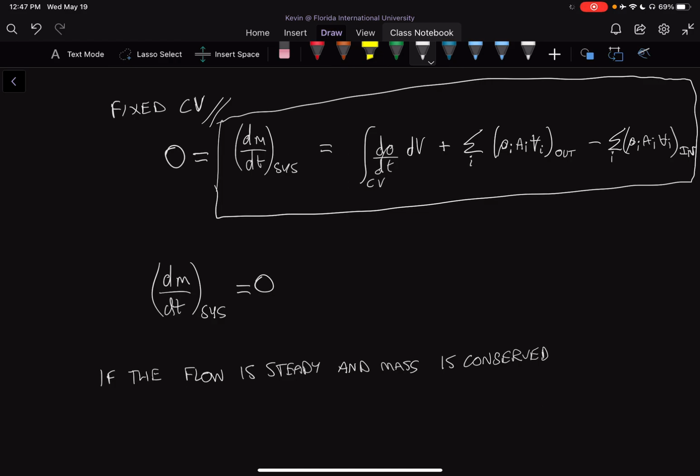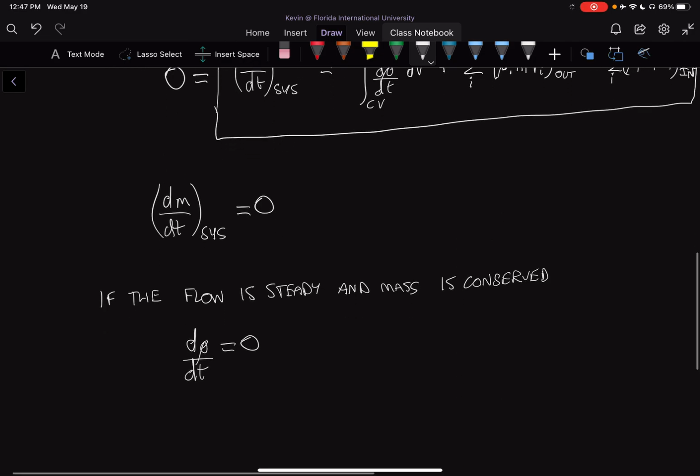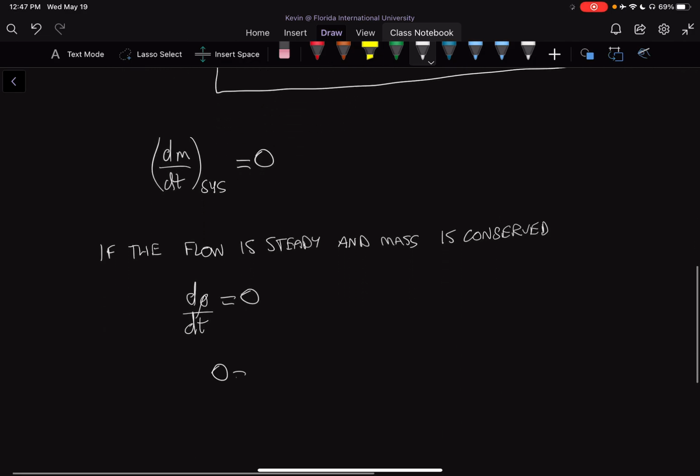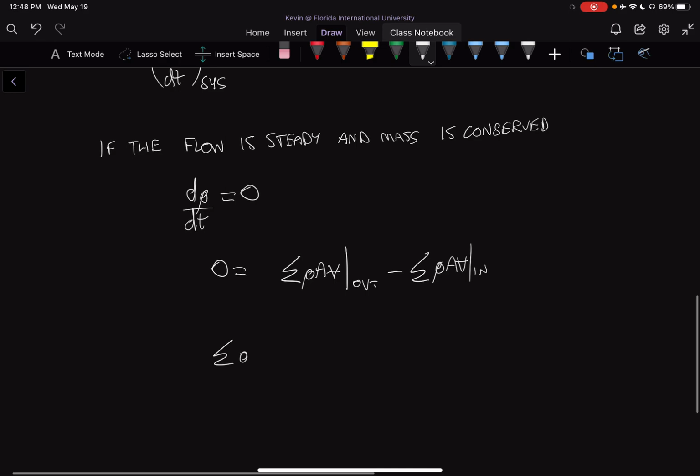And therefore, if the flow is steady and the mass is being conserved, we can say that the first term in our equation, d rho dt, would be equal to 0. So the first term would disappear, and we would be left with 0 equal to the sum of rho AV out minus the sum of rho AV in. Okay, and if we rearrange this, the sum of rho AV in is equal to the sum of rho AV out. Okay, it makes sense.